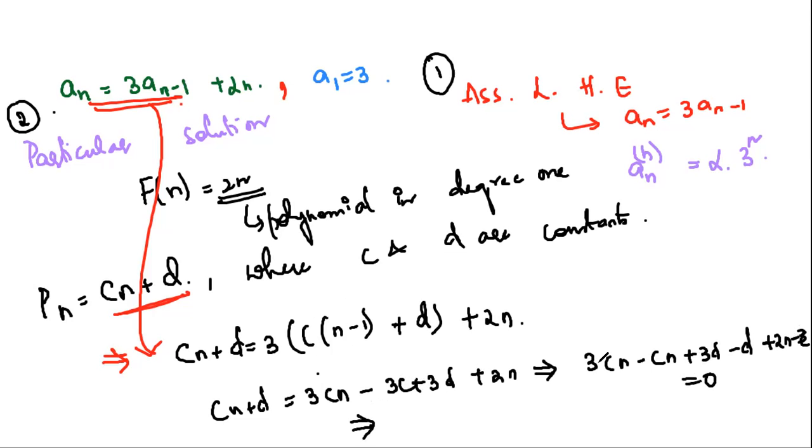I'll just write it better over here. So 3cn minus cn is 2cn. We'll bring the n terms to one side so we can take n common. So 2cn plus 2n. 3d minus d is 2d. Minus 3c is equal to 0. Now let's take the n common: 2 plus 2c into n plus 2d minus 3c is equal to 0. If you remember, c and d both are constants. We took cn plus d, n is the term, c and d are constants. So this is our cn plus d solution.